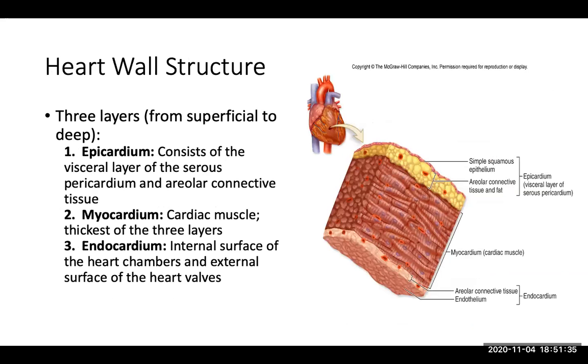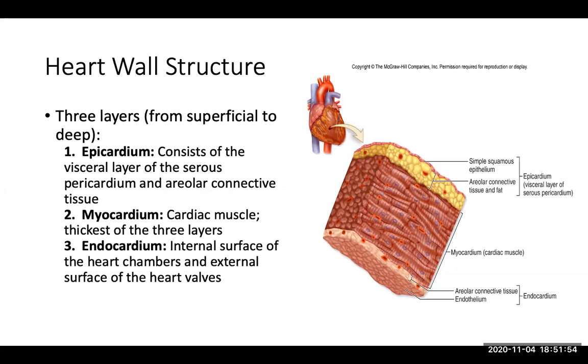The heart wall structure is made up of three layers. From superficial to deep, we have the epicardium. This consists of that visceral layer of your serous pericardium. The myocardium is the cardiac muscle cells. It's the thickest. And then the endocardium is the internal surface of the heart chambers and external surface of your heart valves.